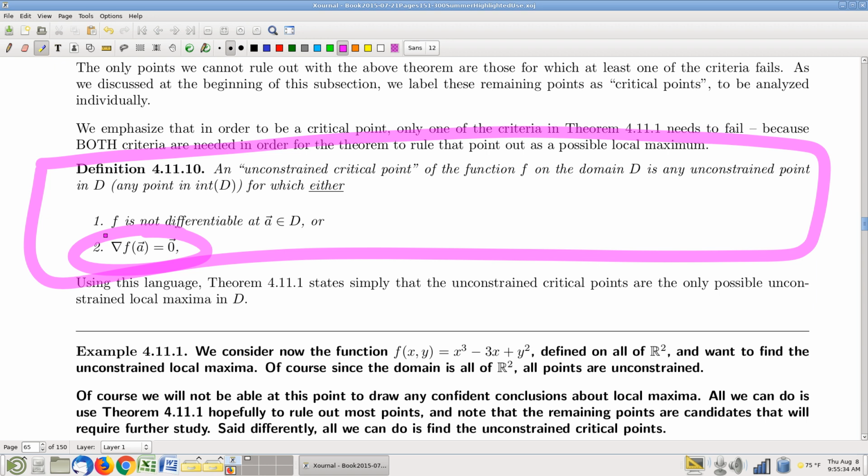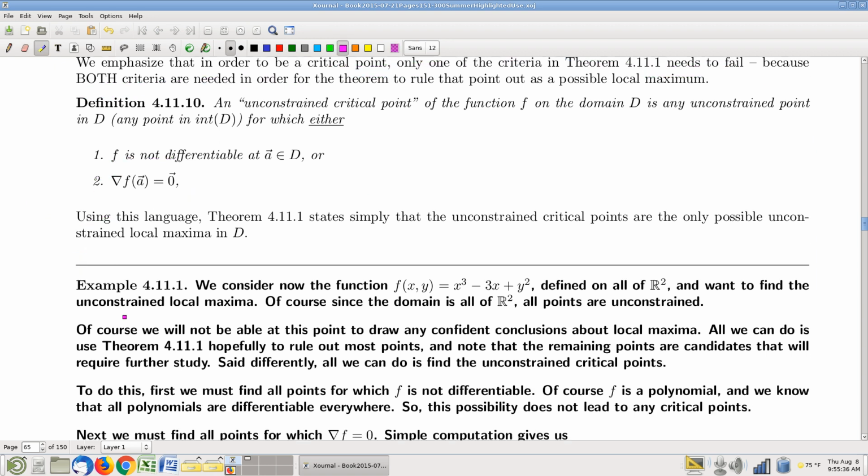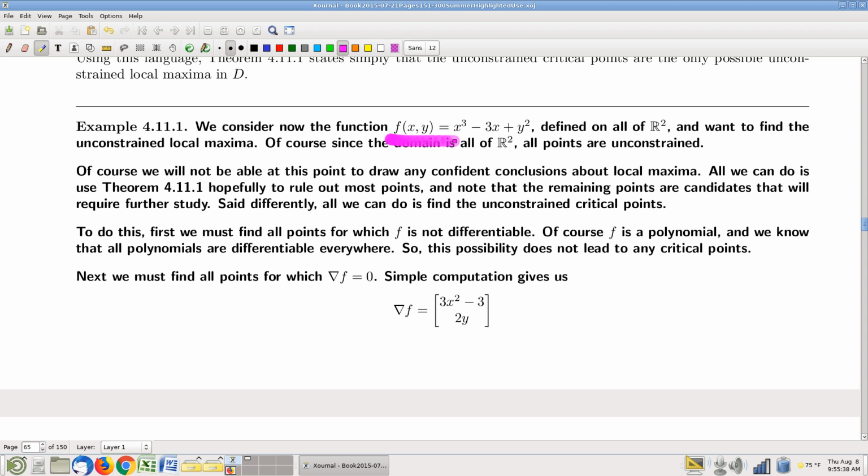Okay, so let's see an example. Suppose I'm looking at this function right here. It's a function of two variables. It's defined everywhere, so our domain is all of R2. There's no boundary to worry about. We'll deal with boundaries later. How do I find critical points? And by the way, we'll worry about how to classify critical points momentarily, but right now, let's just find them.